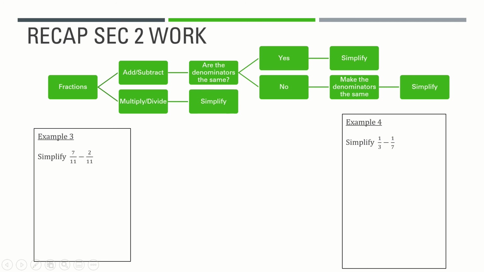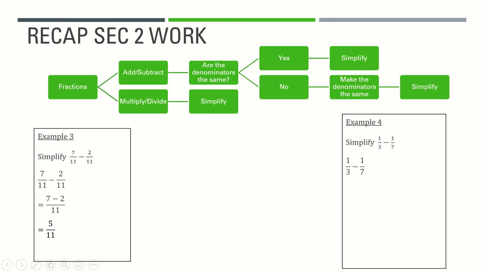Subtraction, same rules apply. First, check whether the denominators are the same. They are, then what you can do is combine the fractions together and simplify them. So you have 5 over 11 by getting 7 minus 2 over 11. But if the denominators are different, the LCM between 3 and 7 will be 21.